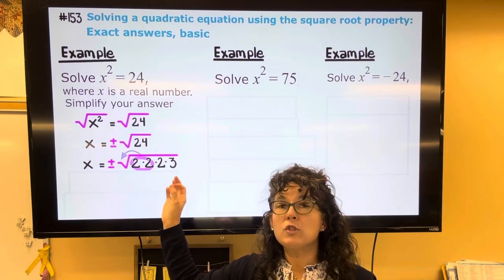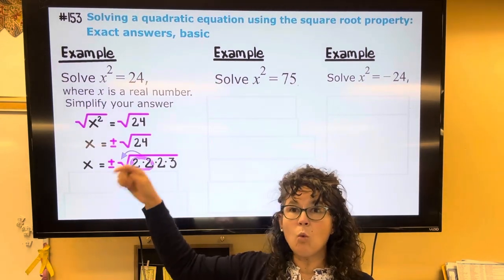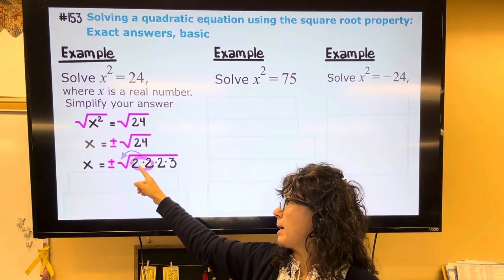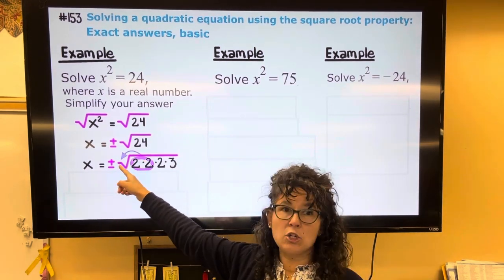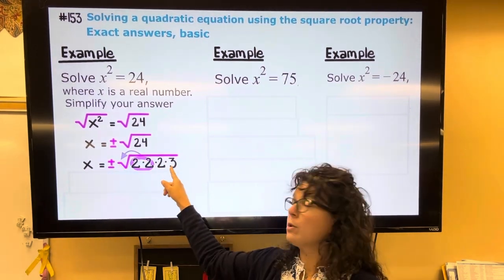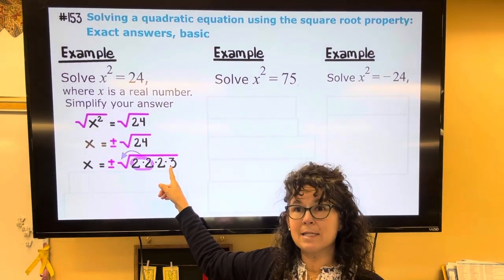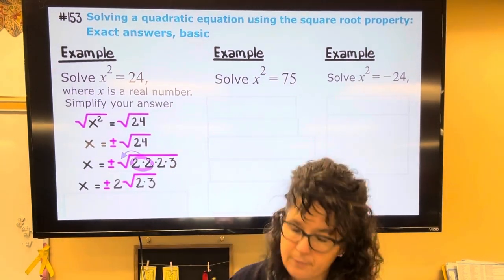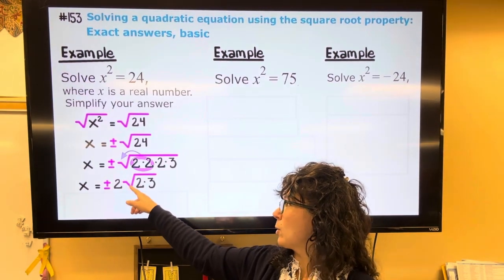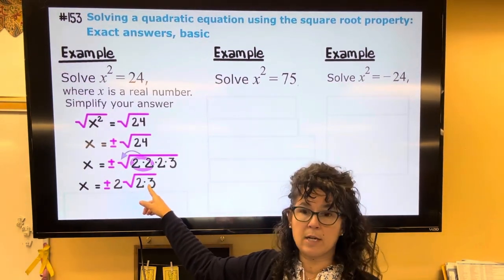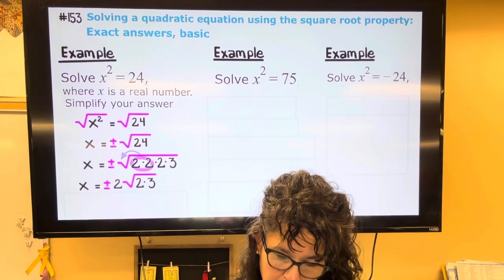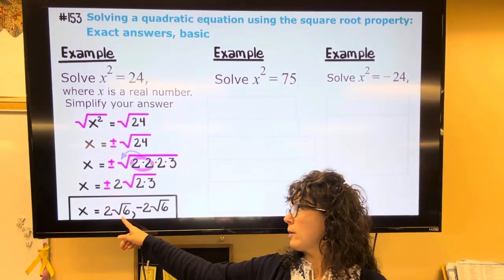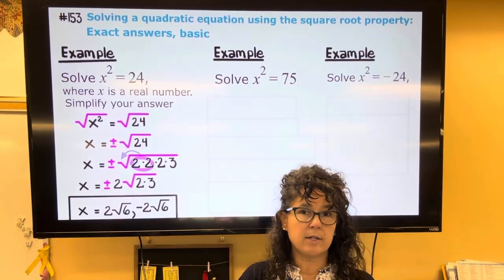And then when you have two of a kind, you get to take one number out. So there's a pair of 2s, so I'm going to get to take a 2 out front. This 2 and 3 are trapped inside because they don't pair up with anything. And we end up here with 2 square root of what's left over, 2 times 3. So our final answer is 2 square root of 6 and negative 2 square root of 6.